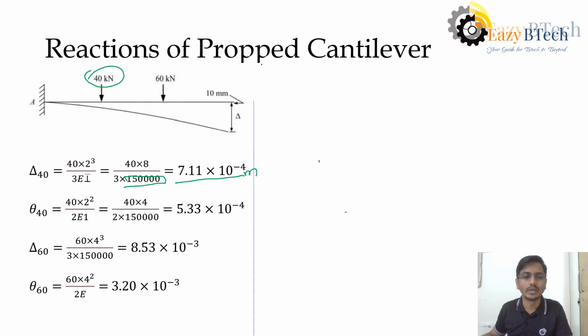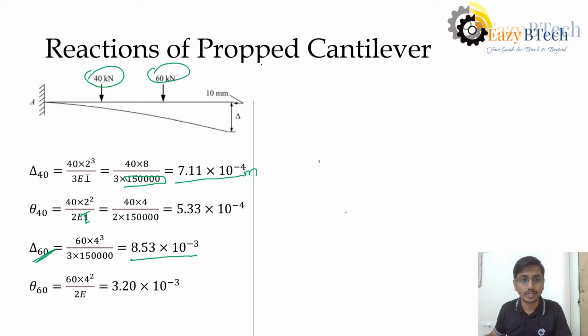The rotation, the same thing. θ = PL² by 2EI. This is right. So substituting this value, 40 into 2 square is 4 by 2 into 150,000. This will give me 5.33 into 10. Then delta 60, that is deflection due to this 60 kilonewton: 60 into 4 cubed by 3 into 50,000 will get here 8.53 into 10 power minus 3.